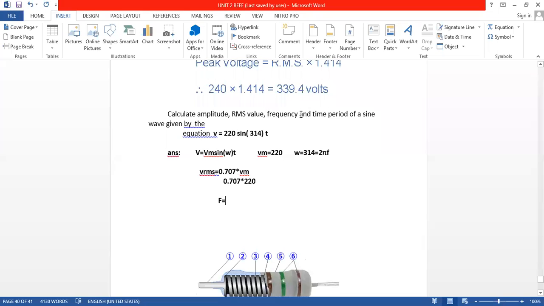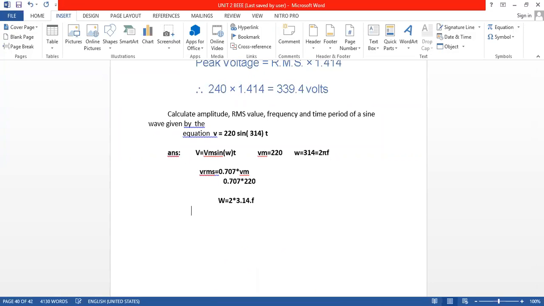Okay, frequency. All of you tell me how to calculate frequency. Formula: omega is equal to 2 into pi into f. Yes or no? Pi, how much did I mention? 3.14. We take it directly as 3.14. So omega equals 2 into 3.14 into f. How much omega is given in the problem? 314. So 314 equal to 2 into 3.14 into f.